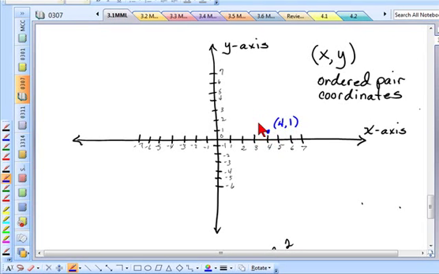Let's suppose, and I hope you can see that point okay. Can you name an ordered pair for that point?